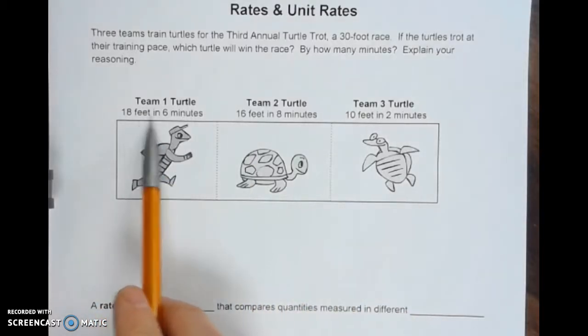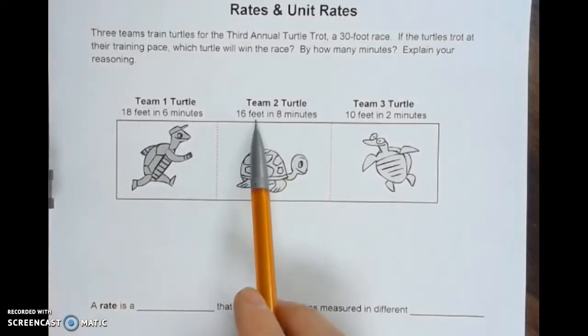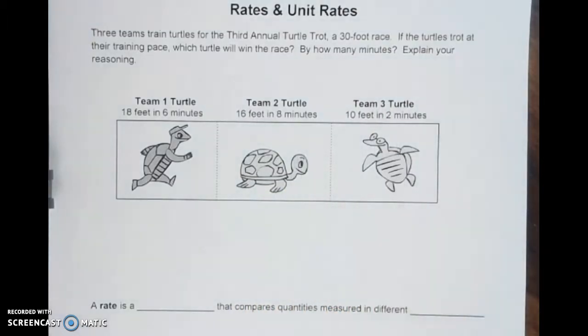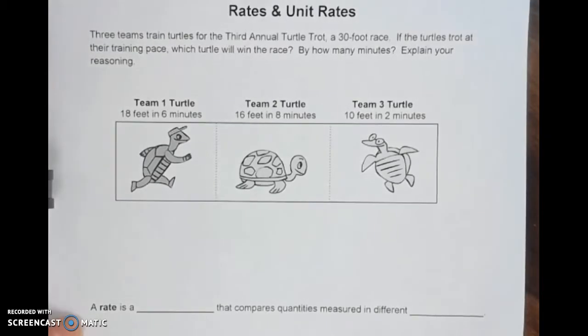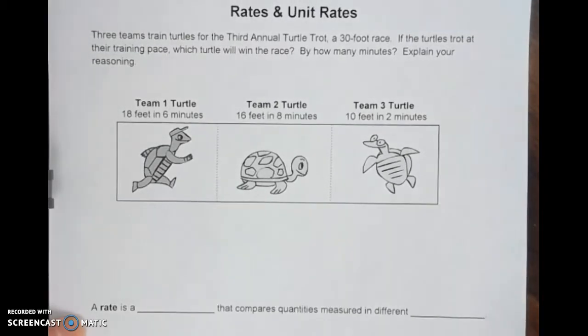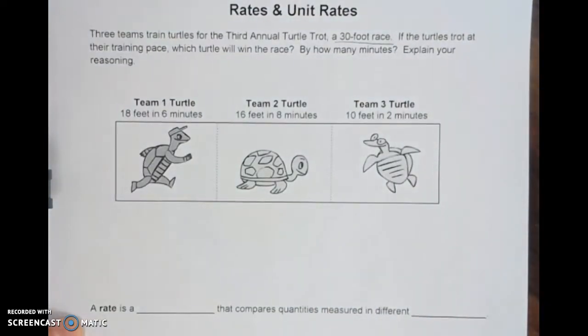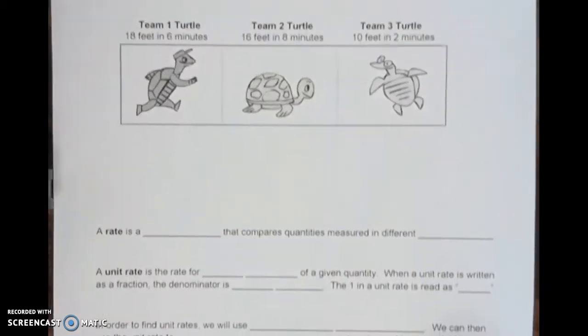And so we've got our three teams here, and we can see their training paces. Team 1 turtle can go 18 feet in 6 minutes. Team 2 turtle can go 16 feet in 8 minutes. And Team 3 turtle can go 10 feet in 2 minutes. And we want to know which one of these turtles is going to win the race. And we have to remember back up here that it's a 30-foot race. So we're going to have to figure out which of these turtles can go 30 feet in the shortest amount of time. And in order to do that, what we're going to want to do is try to figure out what their speed is, also known as their rate.